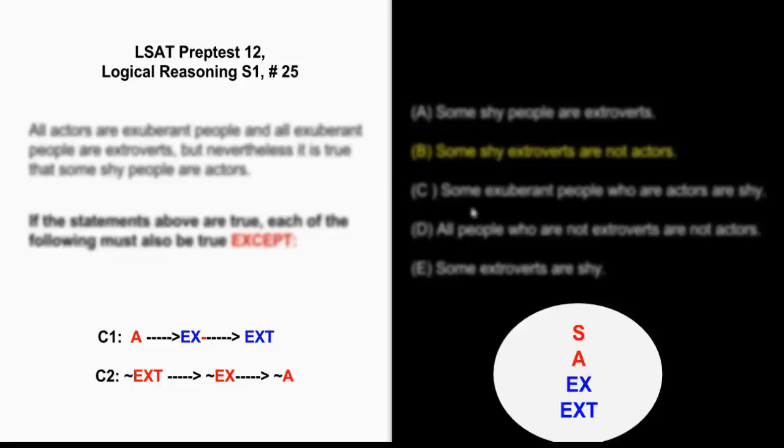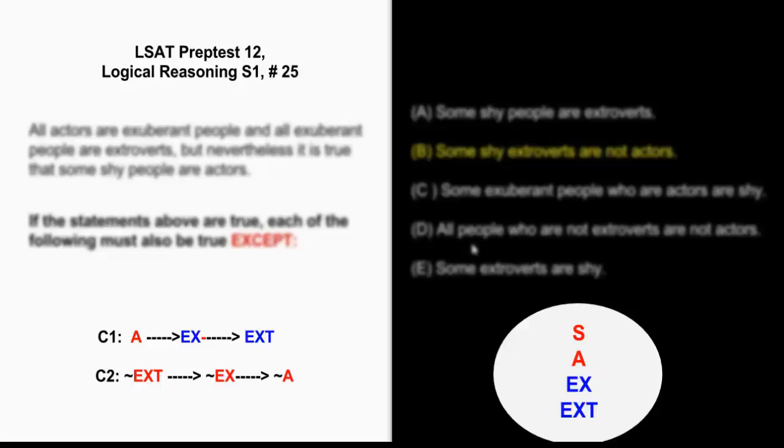All right, so let's take a look at C. Some exuberant people who are actors are shy. Remember, I told you can say it in any order, you could pick 2 variables, 3 variables, 4 variables, it doesn't matter, okay? Because now some applies to all these guys. So it looks like that's in the circle. That's not gonna be the answer, so C is gone. So let's take a look at D.